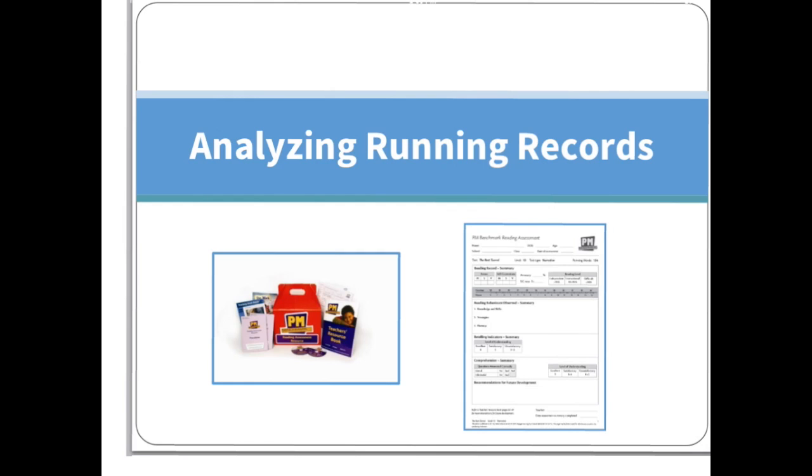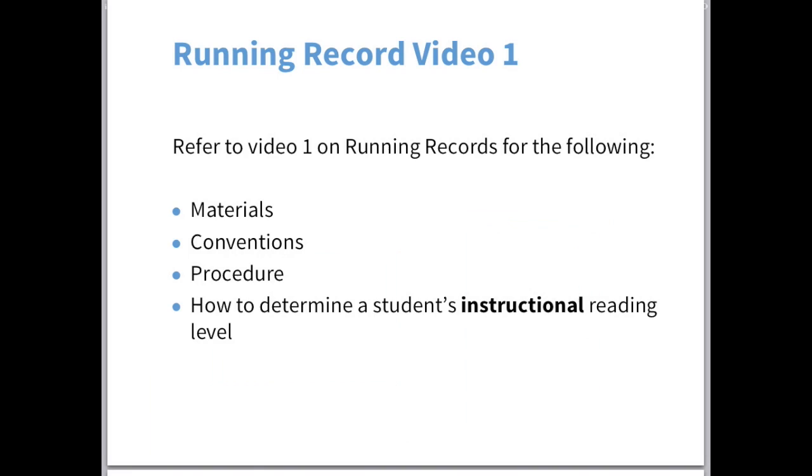This video is on how to analyze running records. It is a follow-up to the first video I made on how to do a running record. To find out about the material needed to do a running record, the conventions to use to code it, the procedure to follow, and how to determine a student's instructional reading level, please refer to Video 1, Running Records.